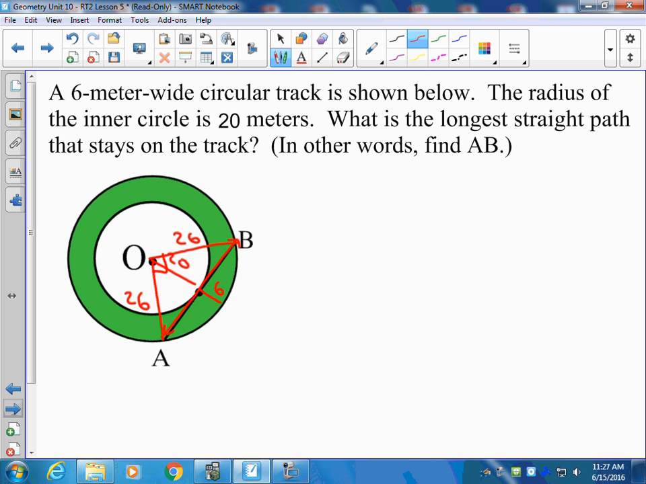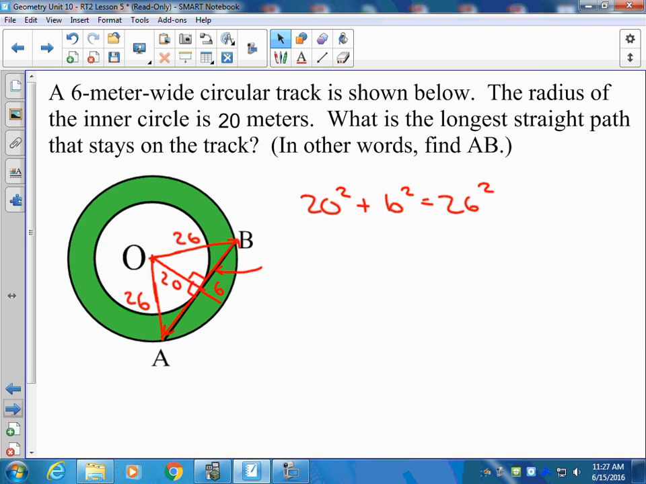To solve this problem, we would just use the Pythagorean Theorem. Since we don't know whether or not we have a right triangle up here, what we do know is we have right triangles down here. So we have 20, 26, and then we're trying to solve for that missing length of the right triangle. So we're going to have 20 squared plus b squared equals 26 squared, and then we're going to work through and solve for b.